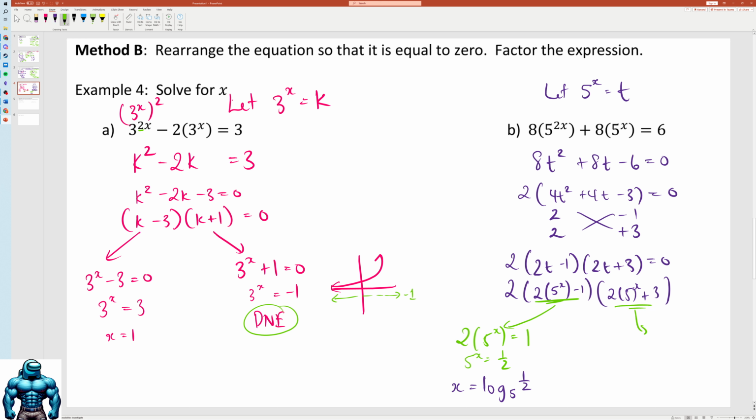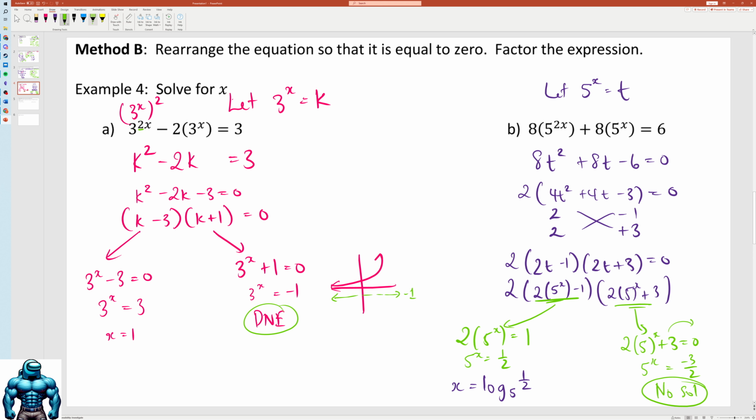We'll similarly solve this one. 2 times 5 to the x plus 3 is equal to 0. So if we bring that over, we're going to get 5 to the x is equal to negative 3 over 2. And once again, we see this issue. We have a b to the x function equal to a negative number. Simply not in the cards. There's no value of x to make this happen. This thing has no solutions. No solutions is the correct answer. Beautiful.